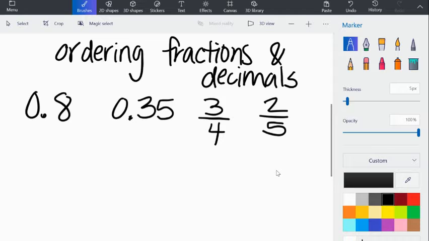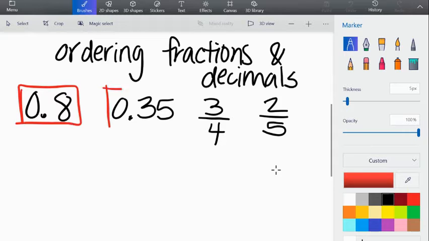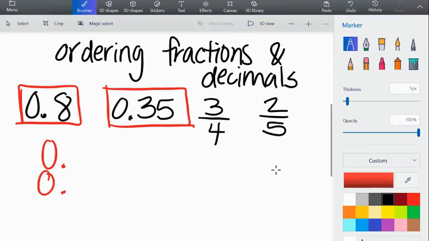We know that when we compare decimals, we need to line up the place values. So to start us off, we want to focus on these 2 decimals first and line up our place values by lining up our decimal points. So we have 8/10ths on the top and 35/100ths on the bottom, and then we add a 0 just to make it look even and nice.